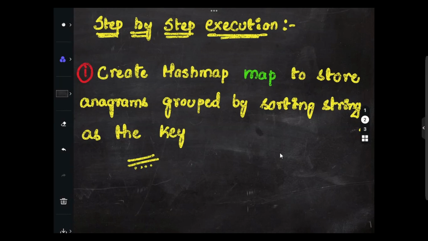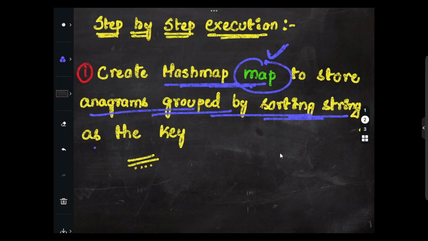In the first step, we will create the hash map. I have considered the variable name map here; you can give anything. We create a hash map to store the anagrams, grouped by sorting the string as the key. I am again telling you this is very important. We have to store the anagrams somewhere, so we are grouping by the sorted string as the key.